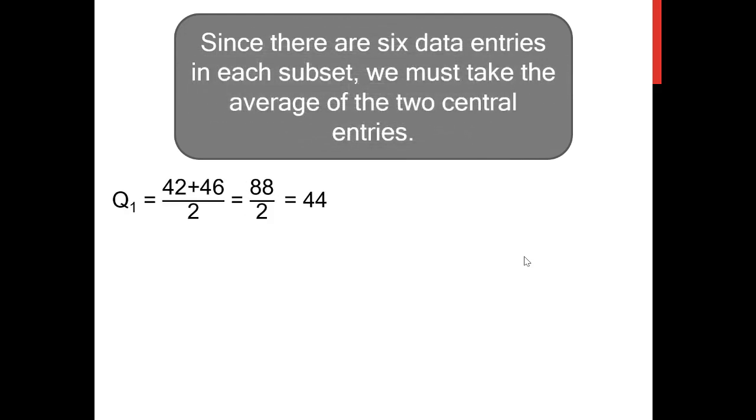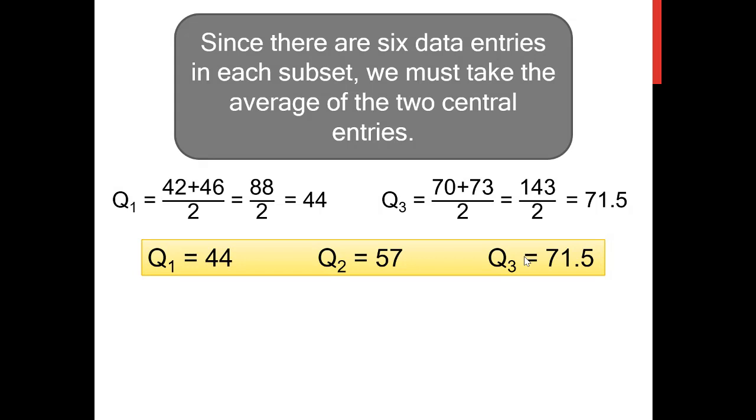So to do Q1, we take the 42 plus 46 and get 88. We divide it by 2, and 44 is our first quartile. For the third quartile, we take the 70 plus 73 and get 143. Divide that by 2, and we get 71.5. So now we have our first and third quartiles. So Q1 is 44, Q2 is 57, Q3 is 71.5.